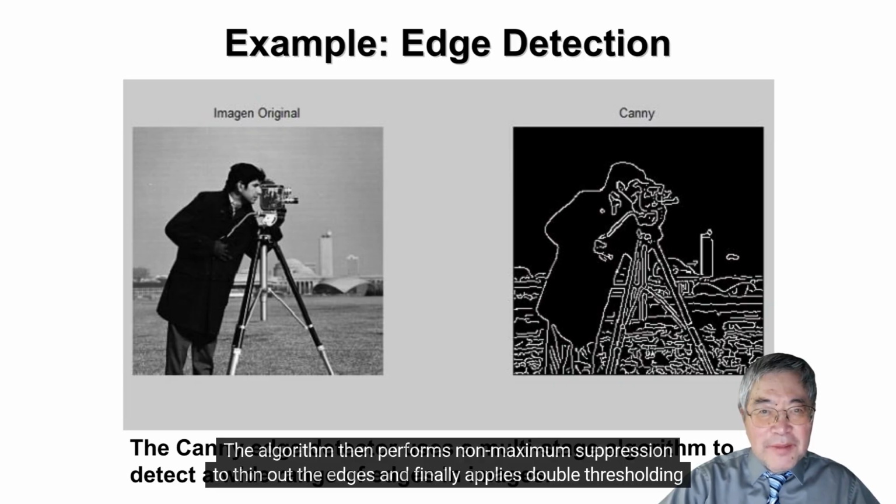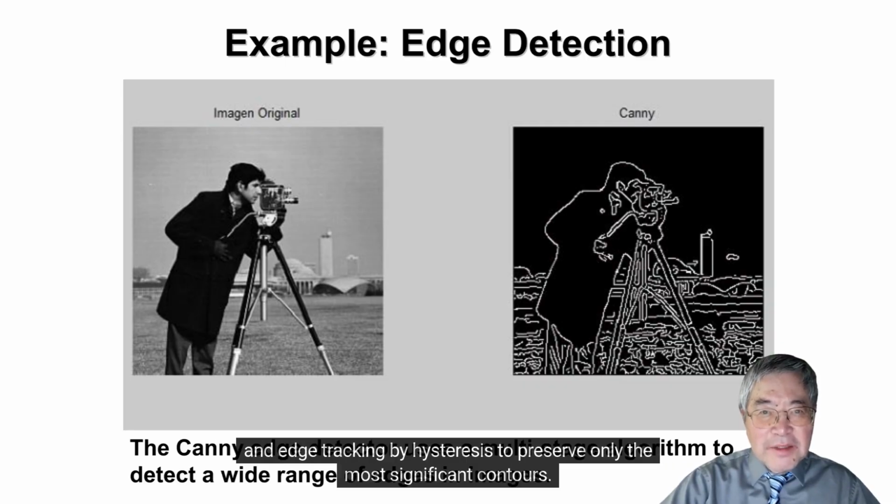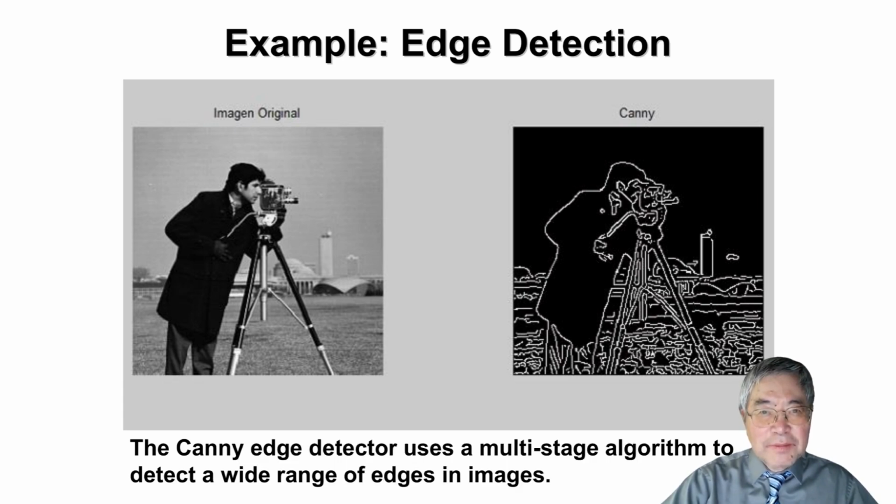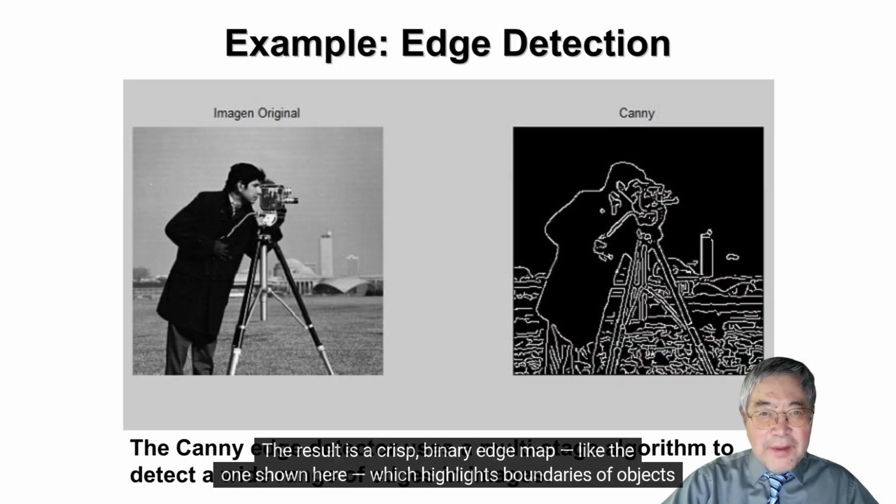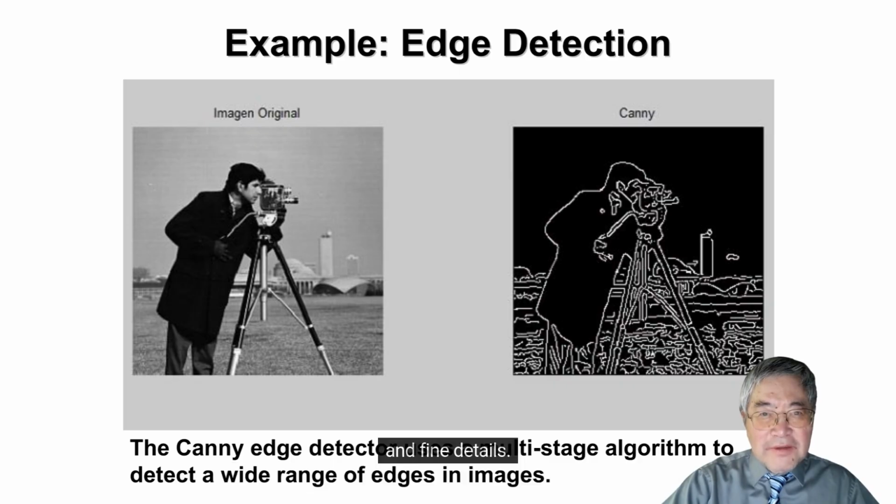The algorithm then performs non-maximum suppression to thin out the edges and finally applies double thresholding and edge tracking by hysteresis to preserve only the most significant contours. The result is a crisp binary edge map, like the one shown here, which highlights boundaries of objects and fine details.